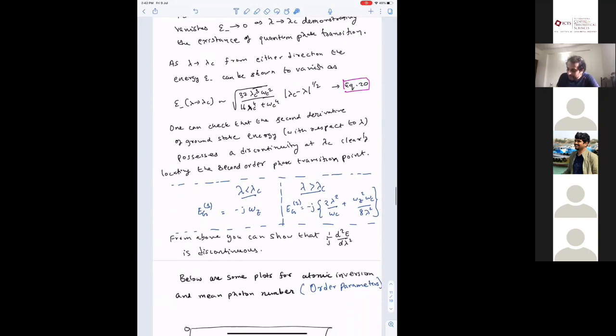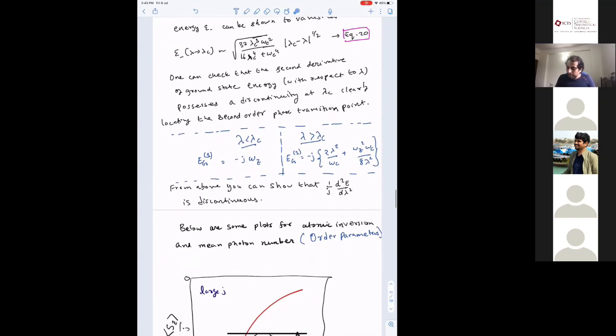Going back to the ground state, you can calculate the ground state energy on either side, and you can show that the second derivative of the ground state energy is discontinuous. This is a very easy exercise. That suggests this is a second order phase transition. So you see multiple signs of a phase transition at lambda critical.